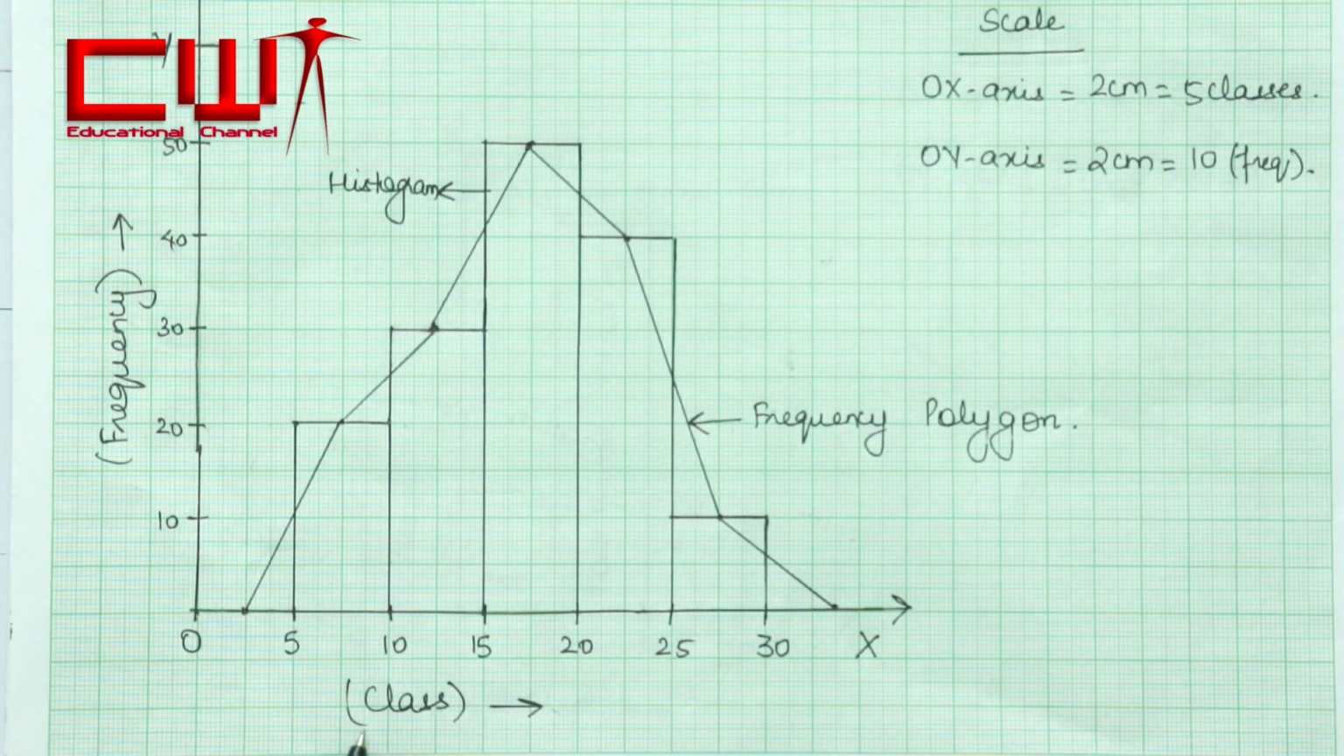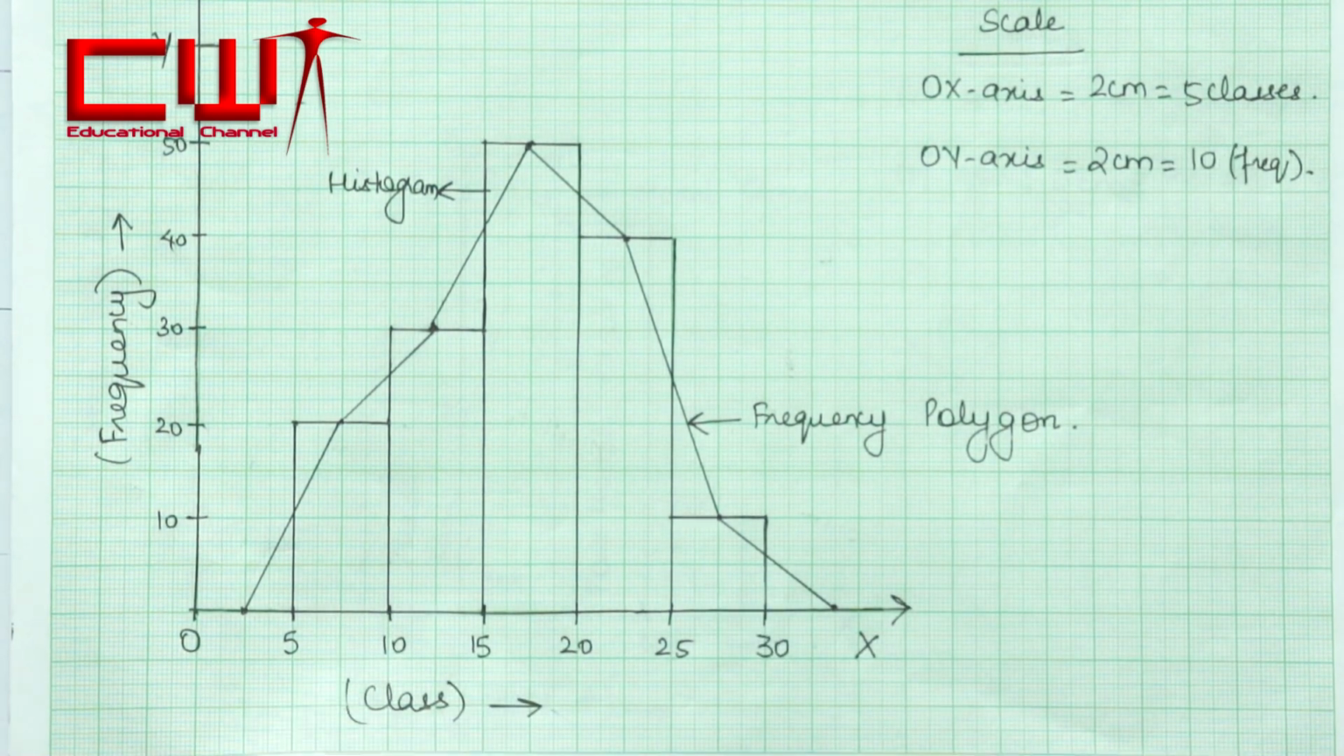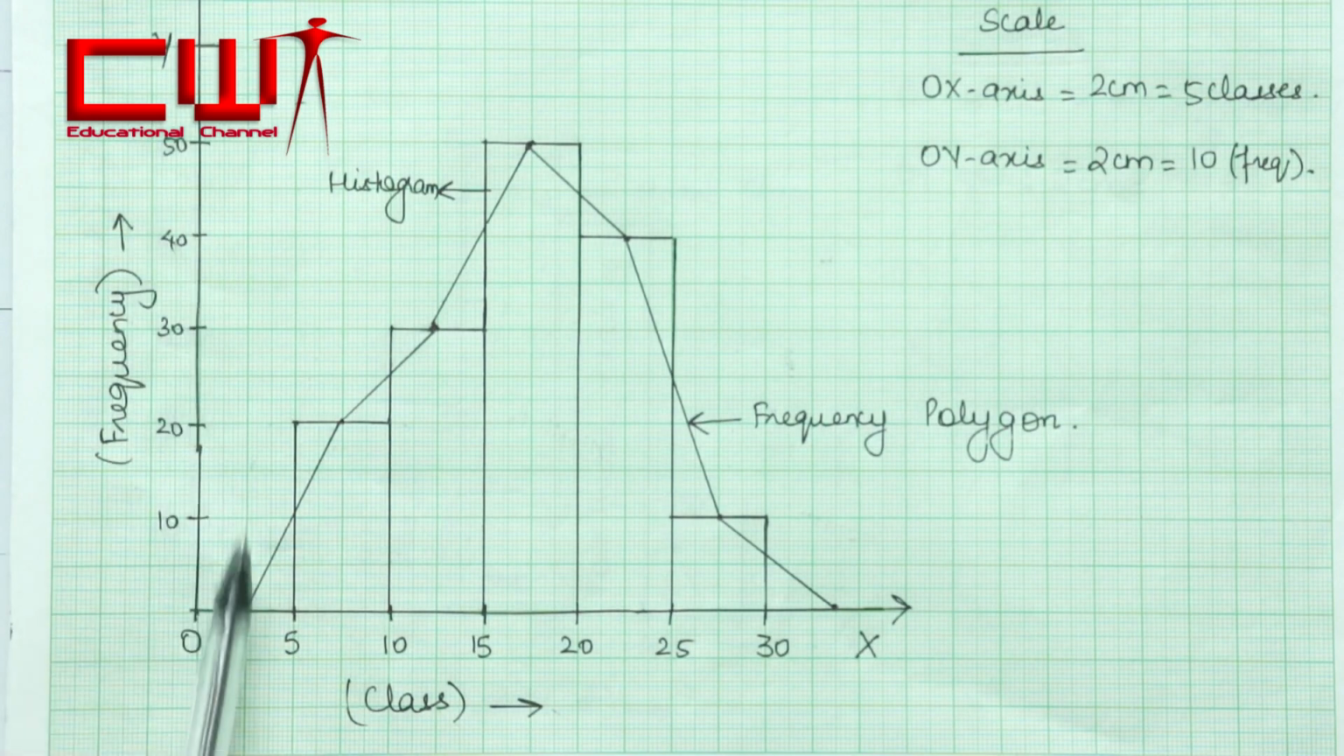On the OX axis you have taken the class, 2 centimeter, you have taken 5 classes. See, 5 to 10, 10 to 15, what is the difference? 5. So we have taken 5 classes. And on the OY axis you have taken the frequency, 2 centimeter, 10 frequencies. 0 to 10, 10 to 20, what is the difference? 10. So this is 10 frequency given here.